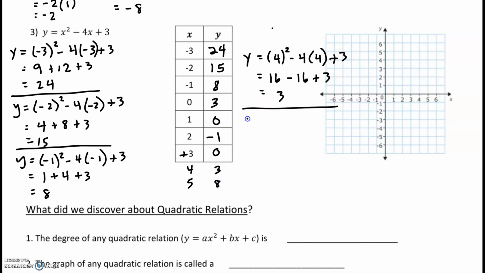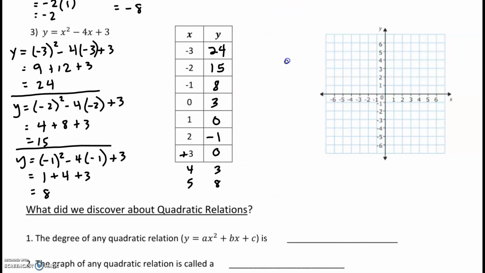Okay, let's try it. So y equals 5 squared, because that's my x value, minus 4 times 5 plus 3. So 5 squared is 25. Negative 4 times 5 is a negative 20 plus 3. So 25 minus 20 is 5 plus 3 is 8. So look at that. It does have the same pattern, even though we have negative 4x plus 3. That's pretty cool. All right, let's go ahead and we'll graph.